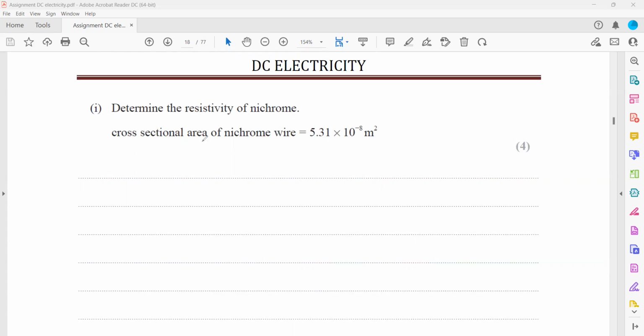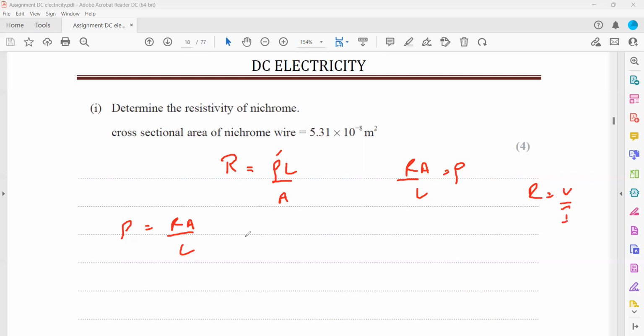So how can we determine the resistivity? We have the formula R equals rho L divided by A. If I need resistivity, it will be RA divided by L. So rho is equal to RA divided by L. What about resistance? Resistance is actually a ratio between voltage and current. So in place of resistance, I can write voltage divided by current. So V divided by I, then it will be A and L.